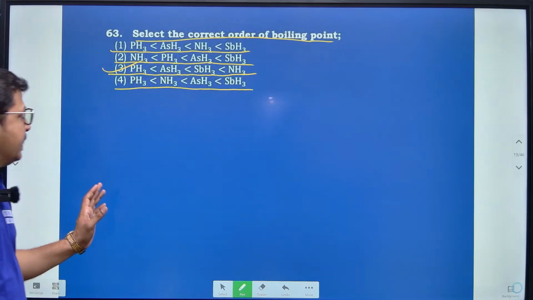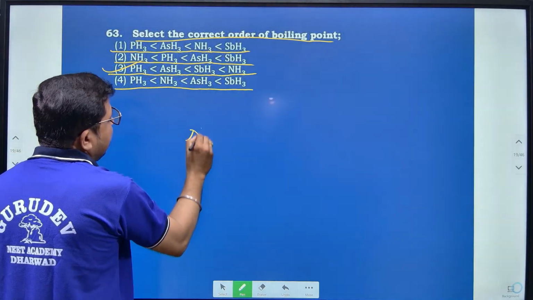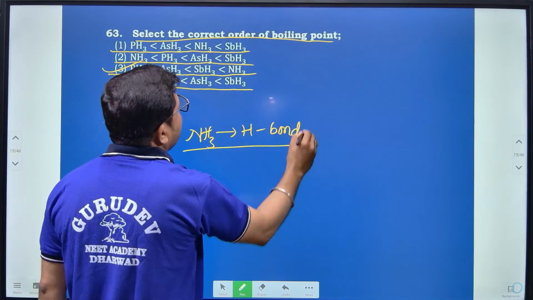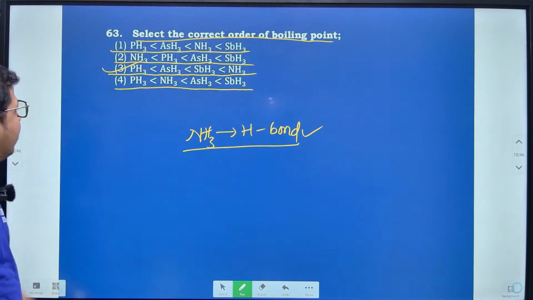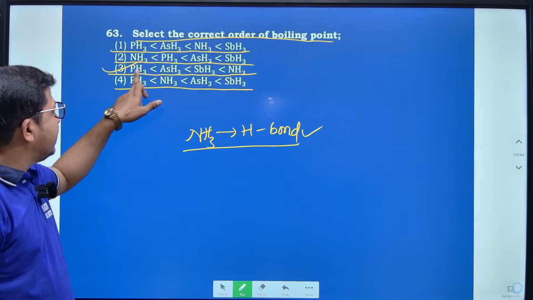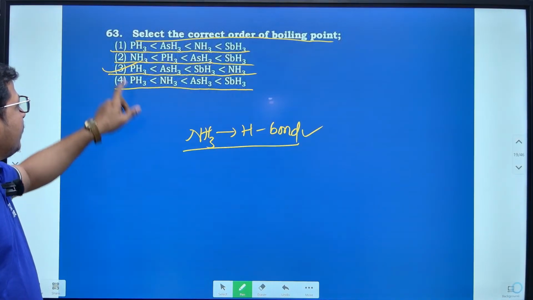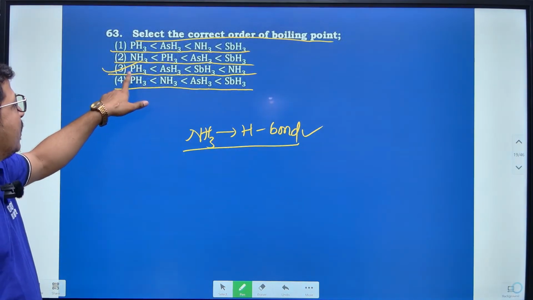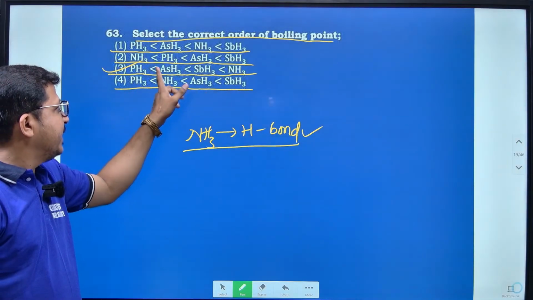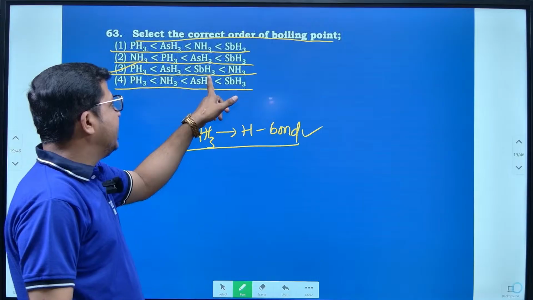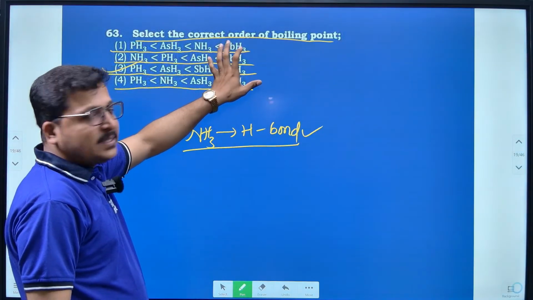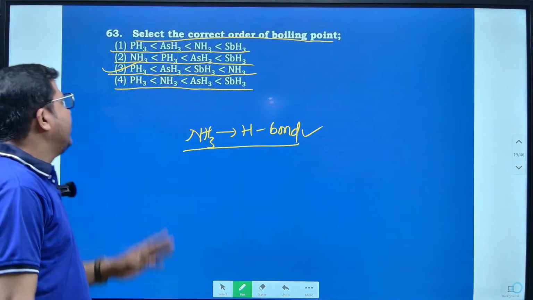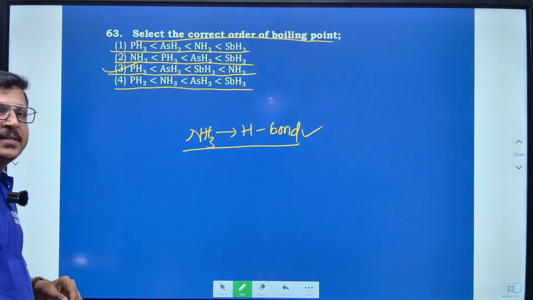Why? The reason is NH3 forms H bonding, means hydrogen bonding. Hence, its boiling point is more as compared to these 3. And based on the increase in their atomic number, boiling point goes on increasing. Therefore, PH3 is less than AsH3, AsH3 is less than SbH3, and then finally the NH3, the only NH3 molecule forms the hydrogen bonding. Therefore, this is the point of view we are considering option number 3 as the right answer.